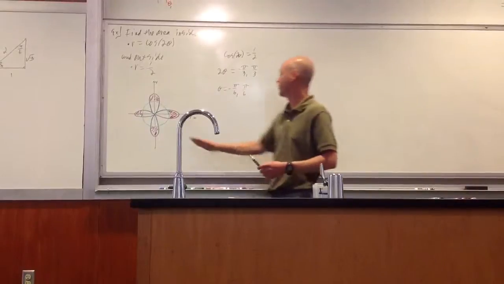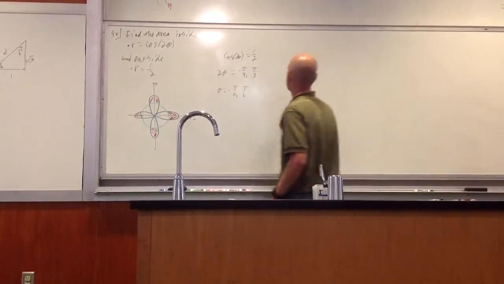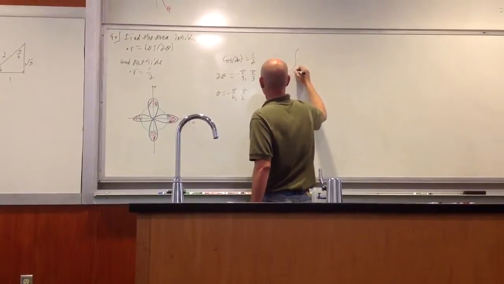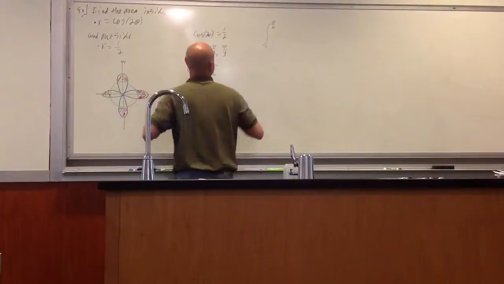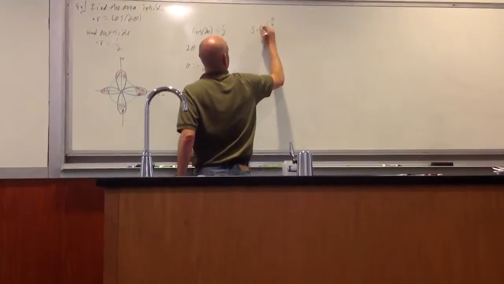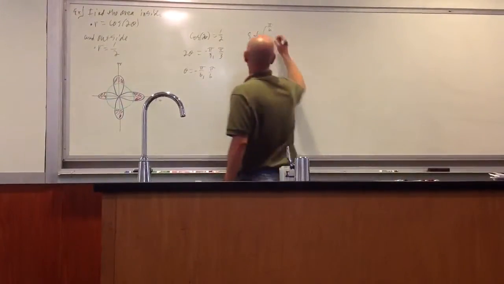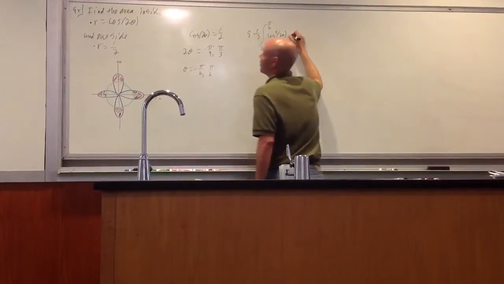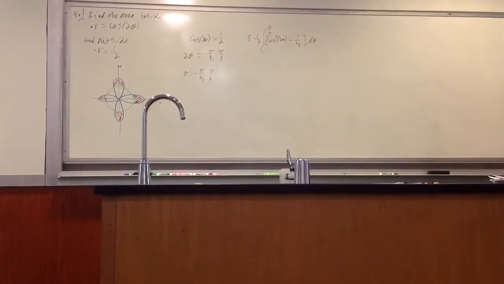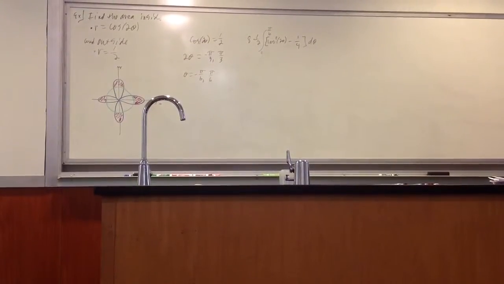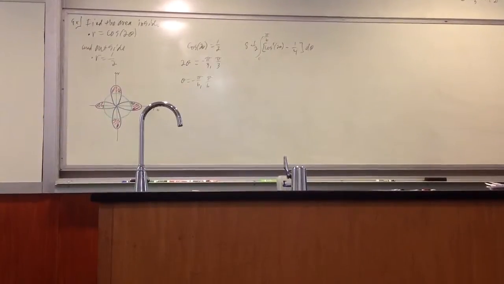For one set it's going to go from negative pi over 6 to positive pi over 6. Actually, I could do this. If I went just this top half here, I'm going to have 1, 2, 3, 4, 5, 6, 7, 8. Which function's on top, the rose or the circle? Rose. This is 8, right? Times one.